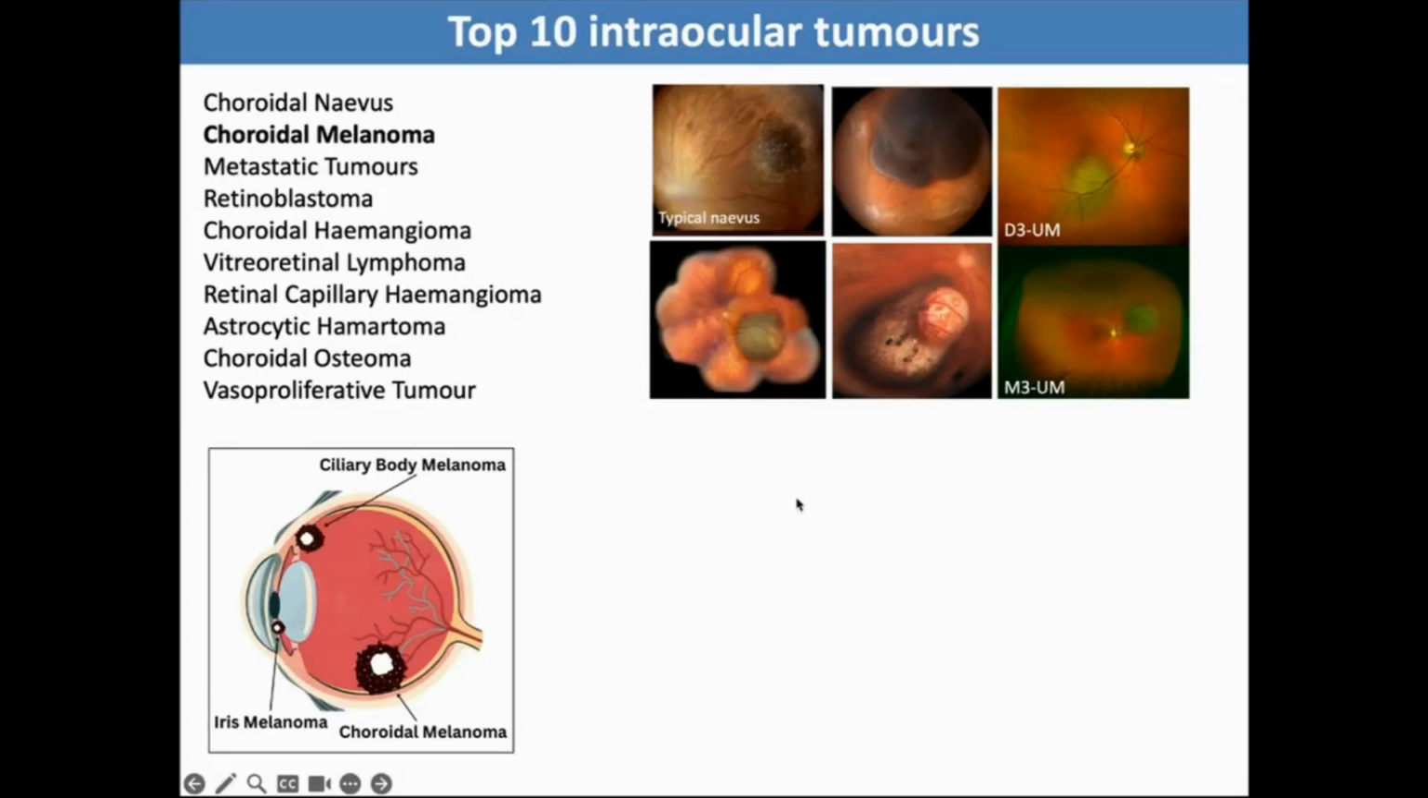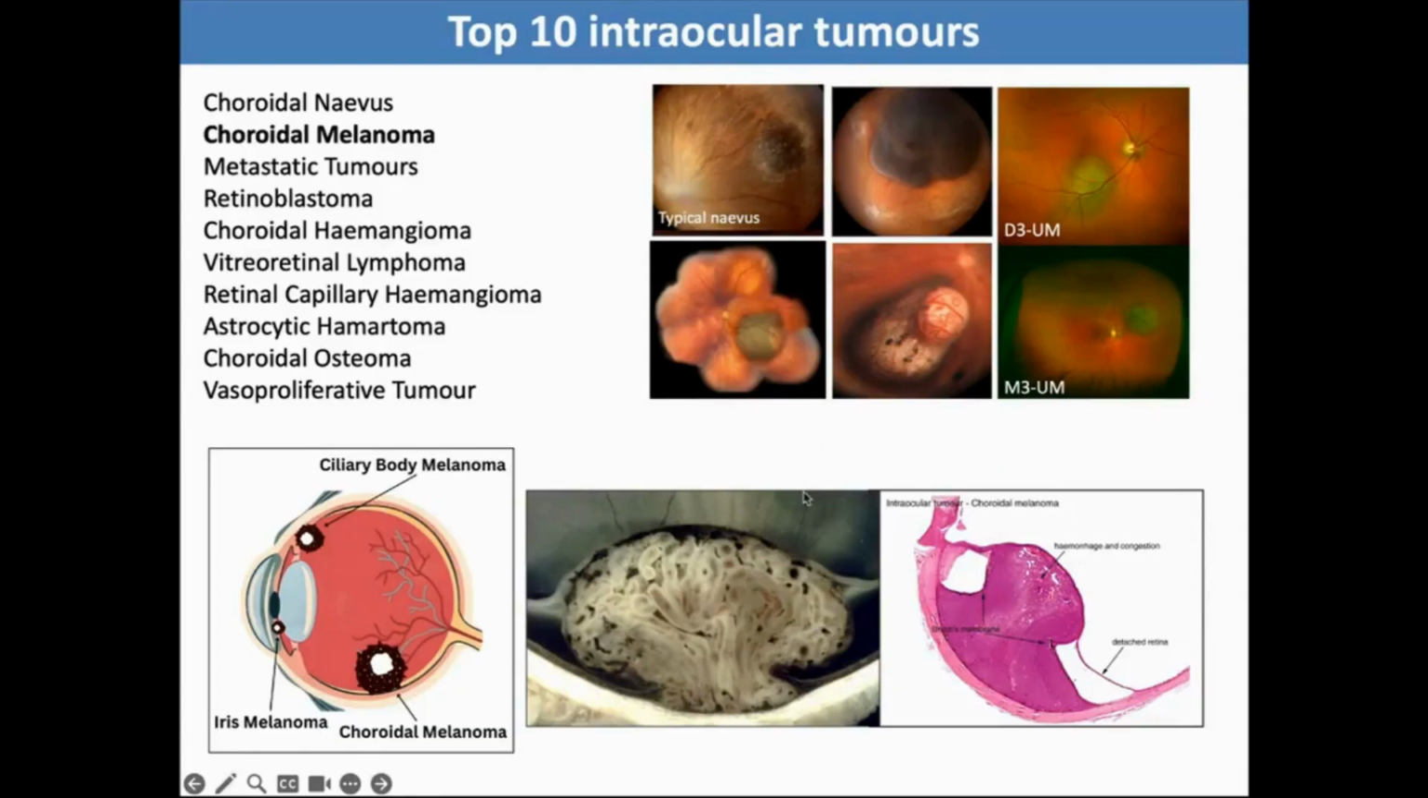What is really important in terms of the risk for the development of metastasis is the presence or absence of changes in chromosome 3. If you have loss of one copy of chromosome 3, this tumor is termed a monosomy 3 uveal melanoma. No alterations is disomy 3. More often than not, but not always, you can have a mushroom shape.